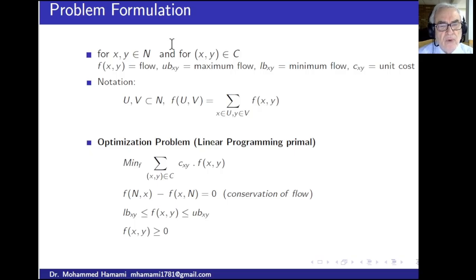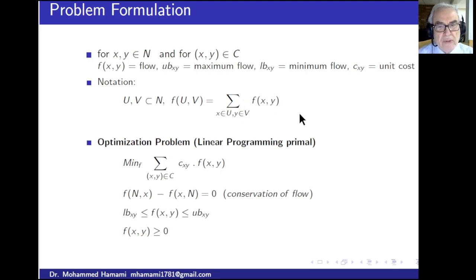So now let's formulate the minimal cost circulation problem. So we have a finite set of nodes N, and then we have a set of arcs C. So this is a directed arc from x to y. And then f will denote the flow on that arc. The UB denotes the maximum flow on that arc, and LB denotes the minimum flow. And c is the unit cost on that arc.